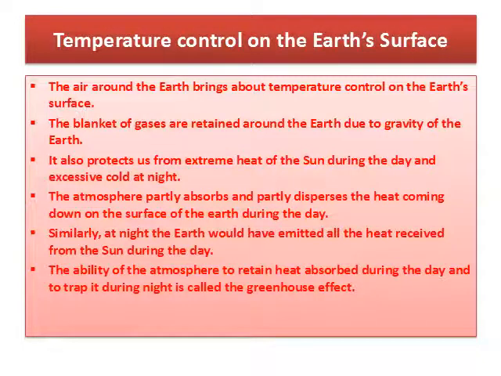It also protects us from extreme heat of the sun during the day and excessive cold at night. The atmosphere partly absorbs and partly disperses the heat coming down on the surface of the earth during the day. Similarly, at night, the earth would have emitted all the heat received from the sun during the day. This would have cooled the surface of the earth not facing the sun to below freezing point. This ability of the atmosphere to retain heat absorbed during the day and to trap it during night is called the greenhouse effect.